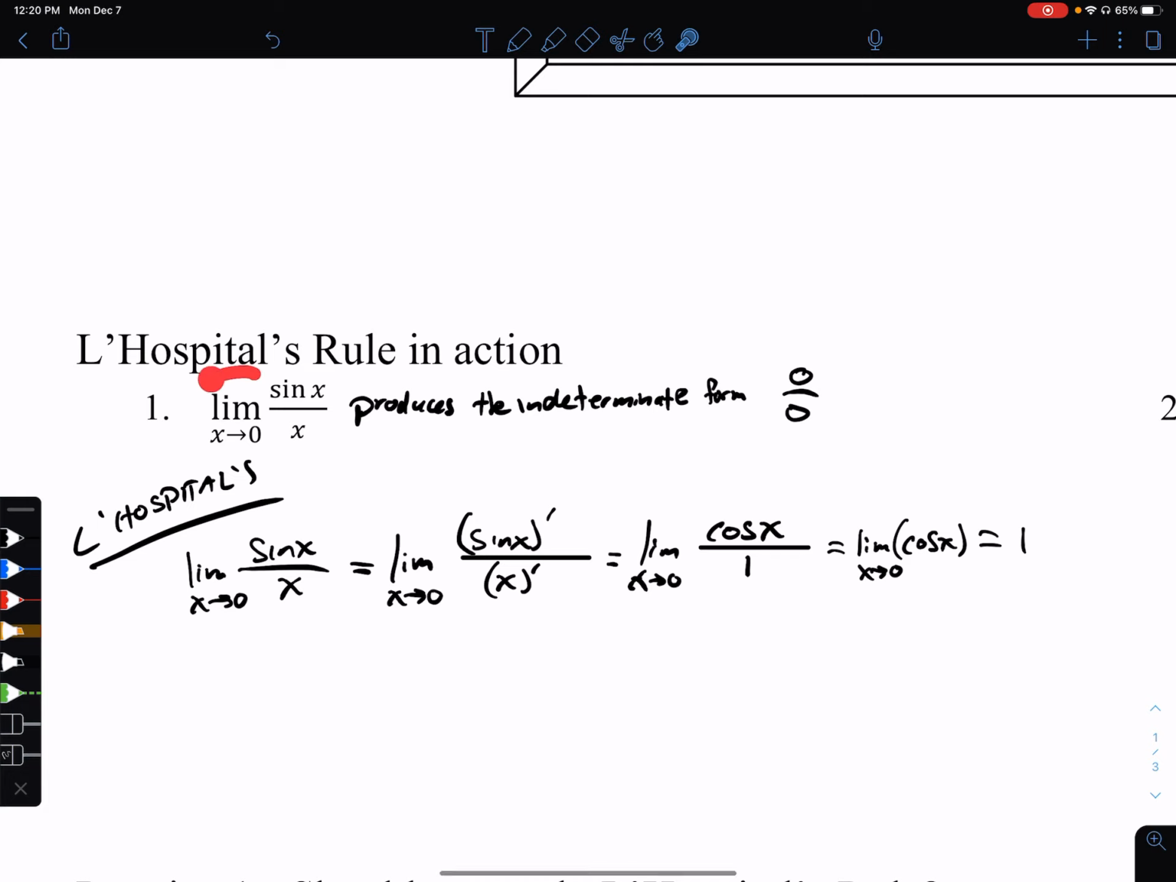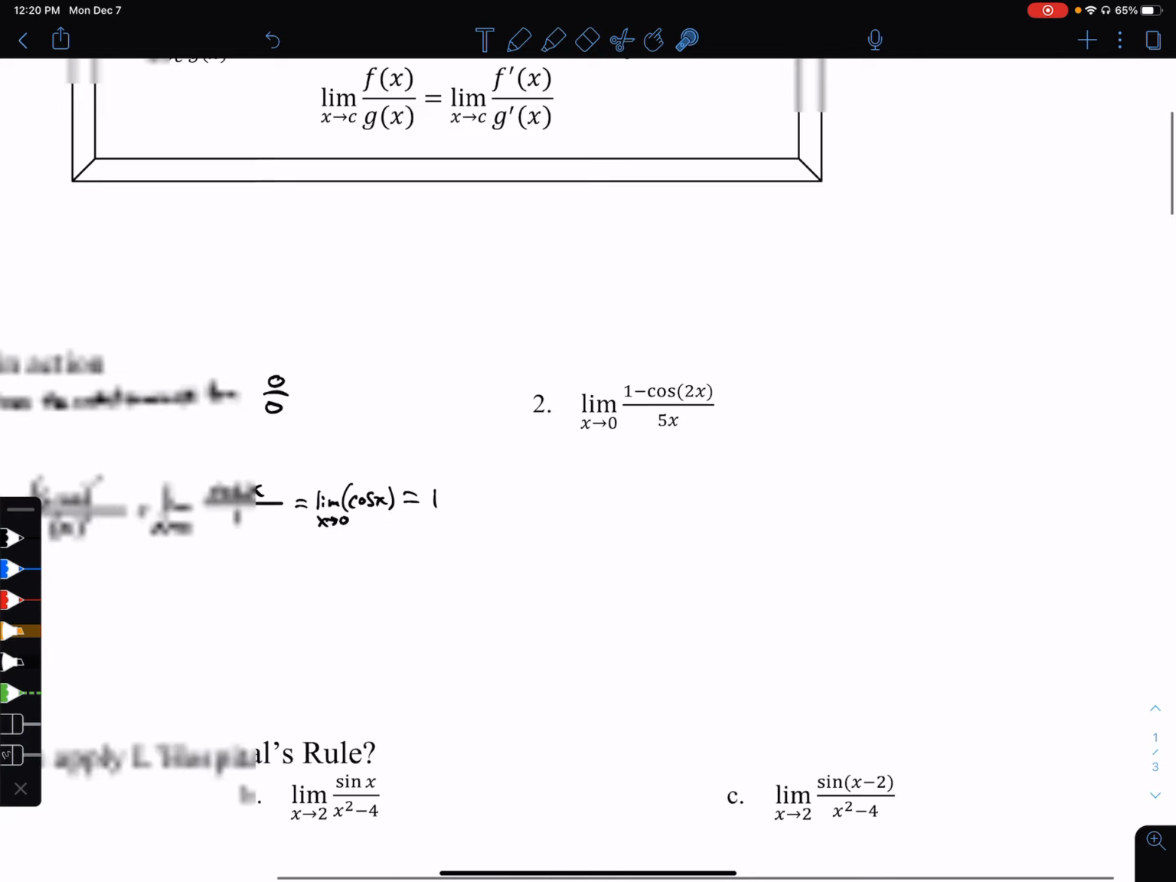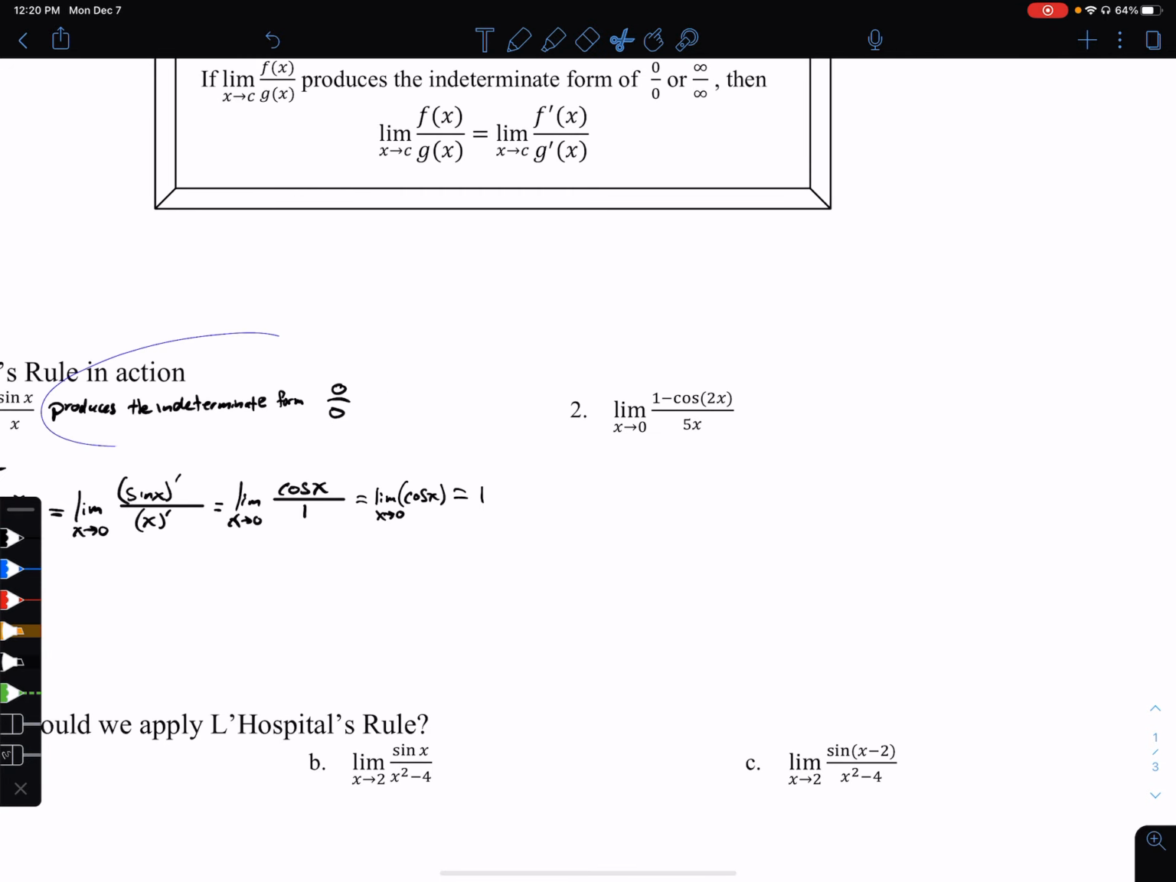If you think back, we actually learned a special rule for this earlier. You now no longer have to memorize that special rule because you can use L'Hopital's rule without memorizing that. Let's check out another. First of all, is this the indeterminate form?